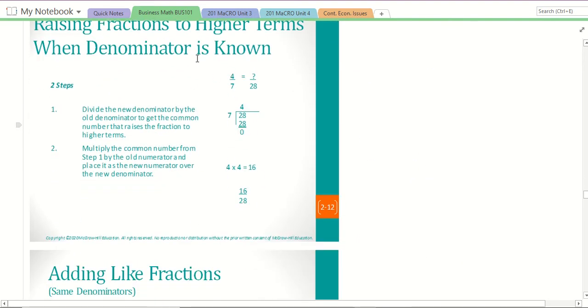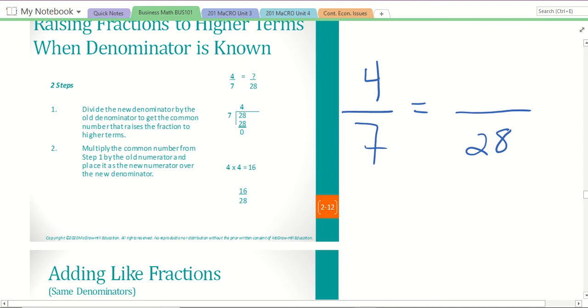4/7. What else would equal 4/7? What is a higher term? If we have 4/7 over here, we know this denominator is 28. We want to make it 28. We know that 7 times 4 gives us 28, so we just multiply our numerator by the same thing. It gives us 16/28.